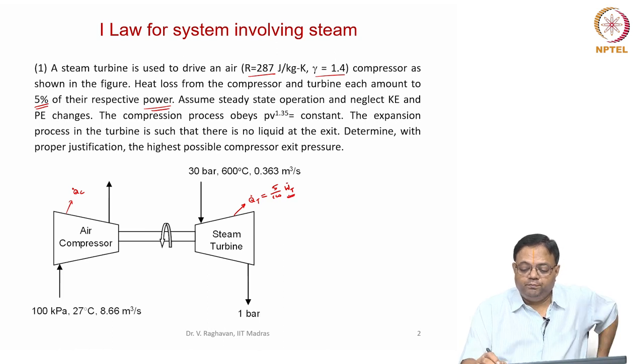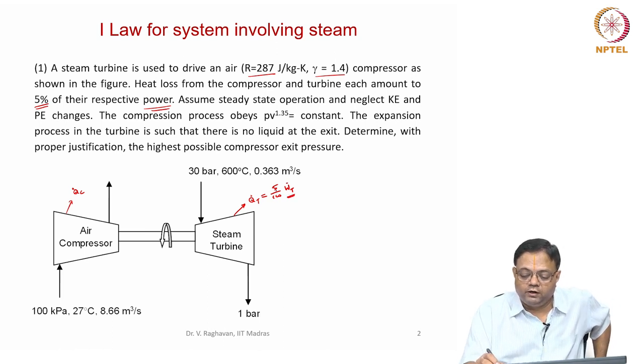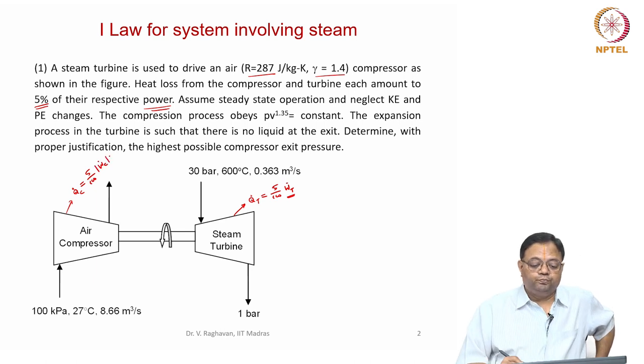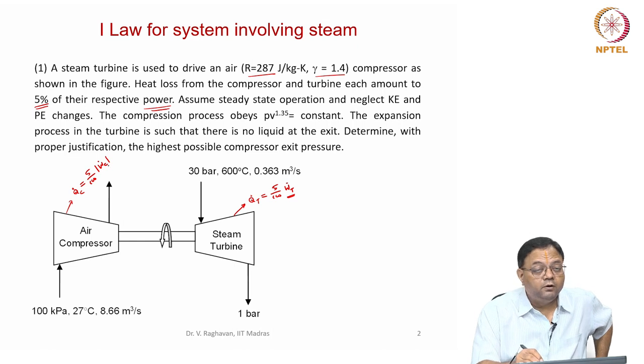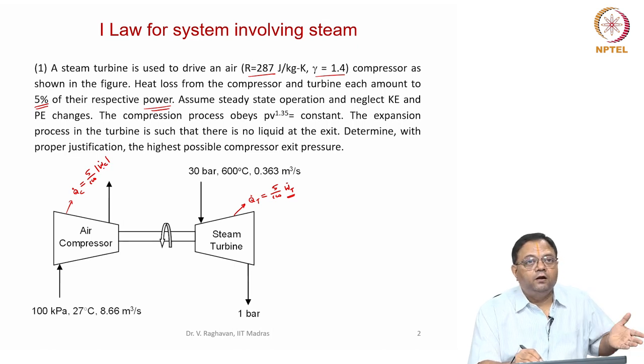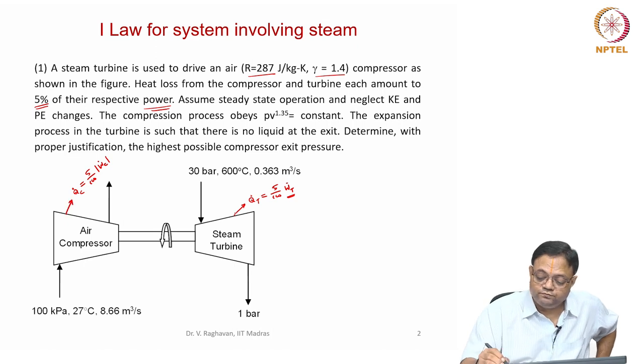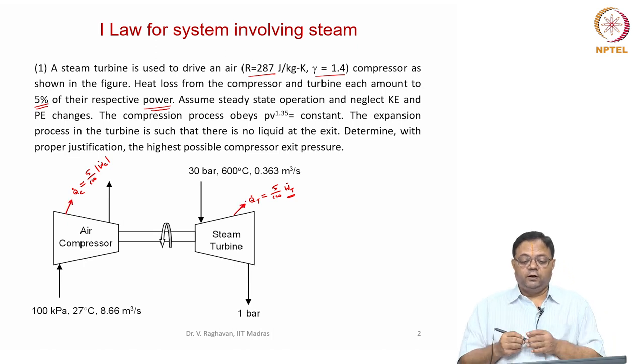So, let the power developed by the turbine be W dot T. So, 5 by 100 into W dot T will be Q dot T. Similarly, Q dot C will be equal to 5 by 100 into the absolute value of the power given to the compressor, because it is negative, as power is consumed. So, W dot C is negative, and the absolute value of W dot C into 5 by 100 will be Q dot C. Both are actually lost. So, you can see the direction of the heat transfer.